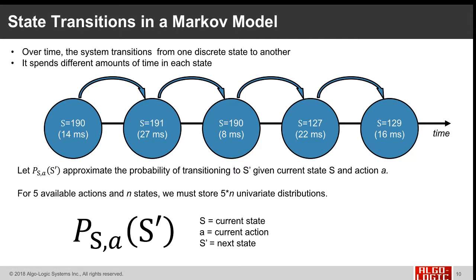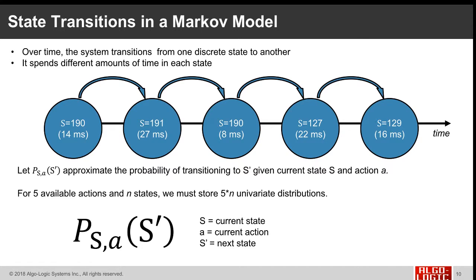So now let's talk about a Markov model. A Markov model is like a big state machine. And over time, the state machine moves from state to state. And it spends a different amount of time in each of the states. And so we can set the probability of going from a state, given the state and an action, moving to the next state. So that's what we're showing here, the Markov model.